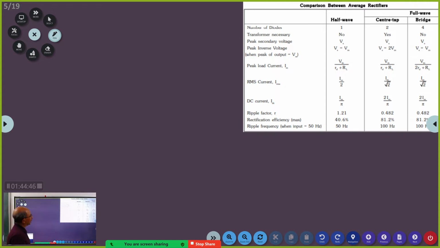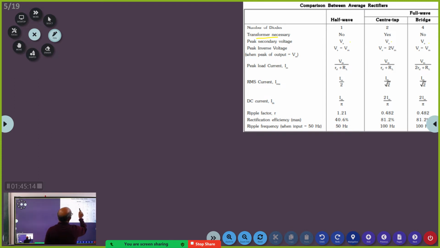Now, quick comparison between the rectifiers. Now, half wave, center tap, bridge. Transformer necessary? No. For center tap rectifier, full wave rectifier, you need a transformer. Peak secondary voltage will be, I suppose you understood, that is V out, V in maximum. Peak secondary voltage will be Vs, Vs, Vs.